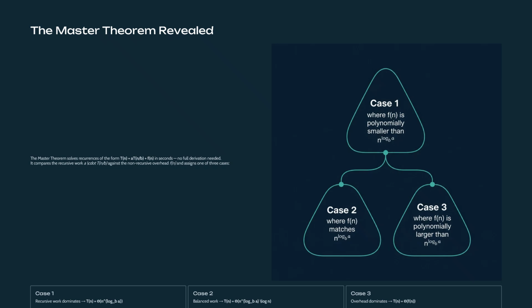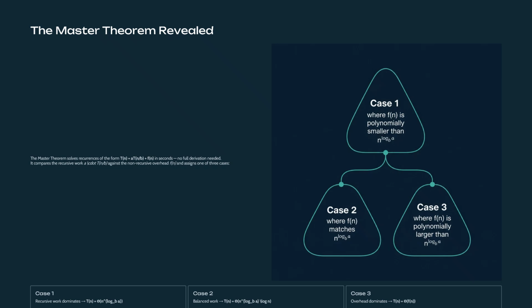If recursive work dominates, then the complexity becomes theta of n raised to log base b of a. Case 2. If recursive work and extra work are balanced, then the answer becomes theta of n raised to log base b of a multiplied by log n. Case 3. If the non-recursive work dominates, then the complexity is simply theta of f(n).